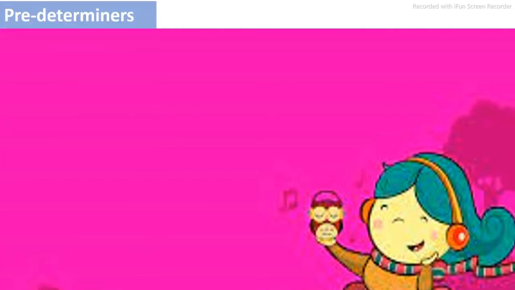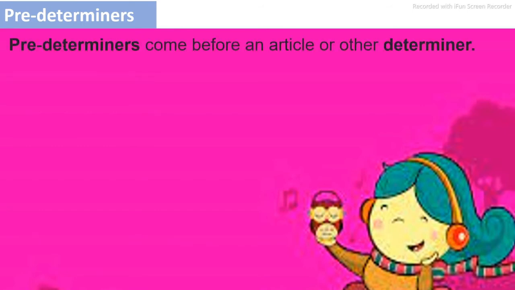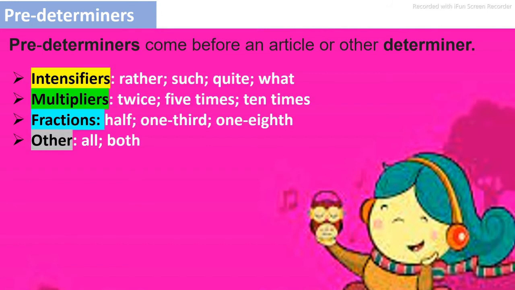And the next one and the last one is predeterminers. You may not be aware of it, but it is called predeterminers. Predeterminers means they are determiners which are used before, especially, articles or some other determiners. The examples are intensifiers, multipliers, fractions.